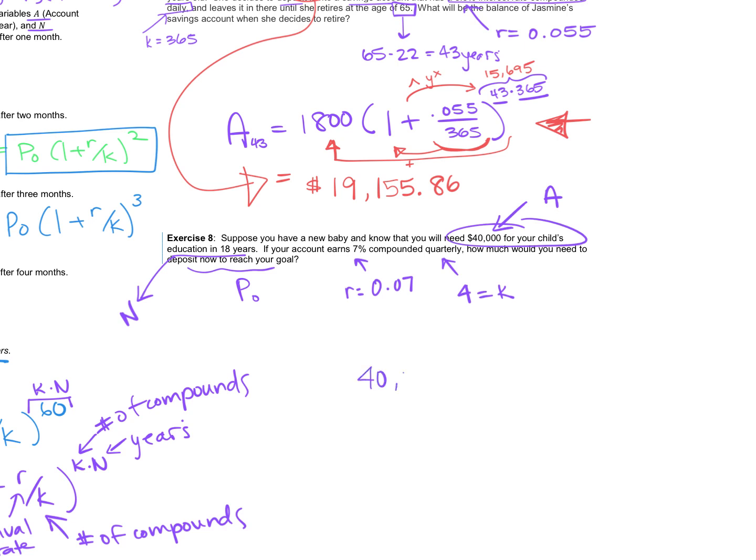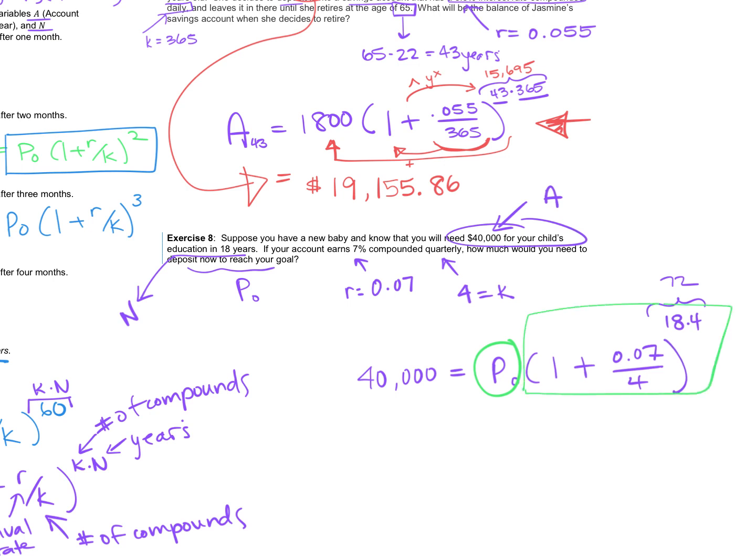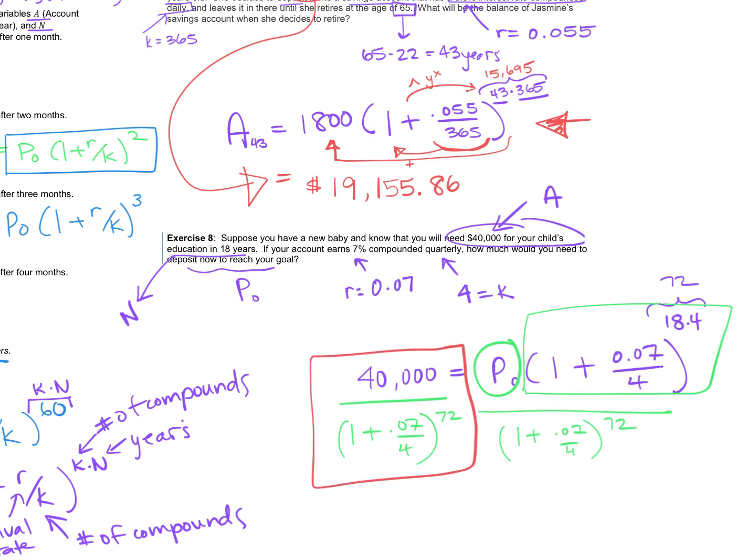So we know that 40,000 is equal to whatever the P naught is, times 1 plus 0.07, our rate, divided by 4, because it's quarterly. Now we're going to do this for 18 years, so we're going to take 18 times 4, which is a total of 72 compounds. So our goal is to solve for P naught. P naught is right now multiplied by this big ugly chunk. So if I want to put it on the other side of the equation, I'm going to divide by it. And so what I really need to find on my calculator is what 40,000 divided by that chunk of stuff is.